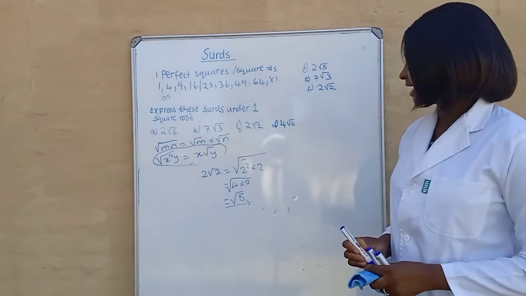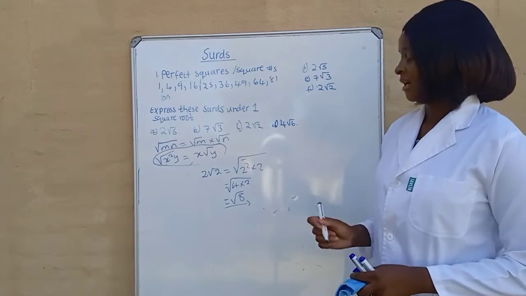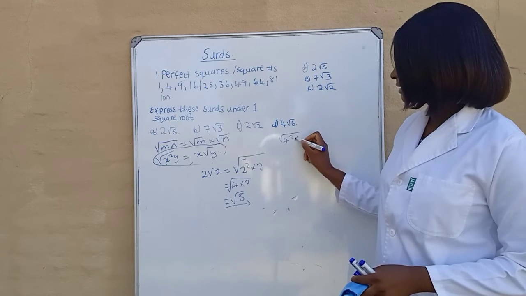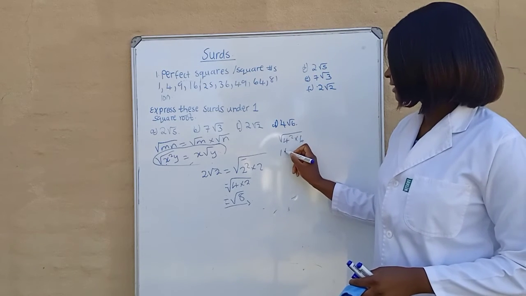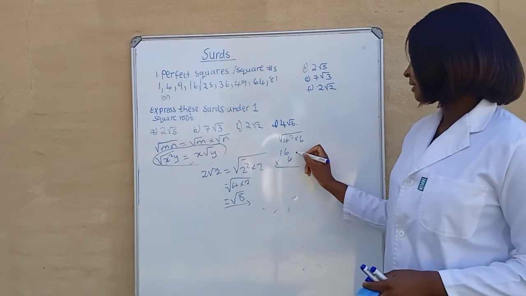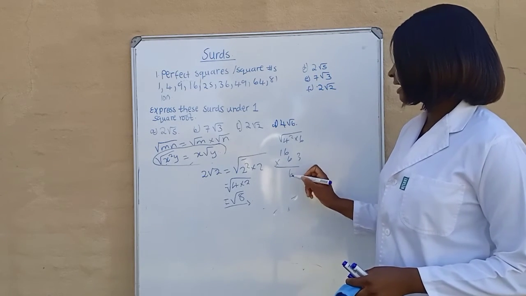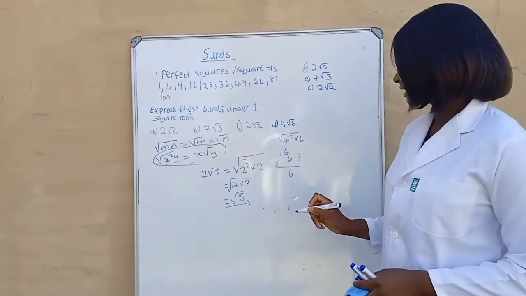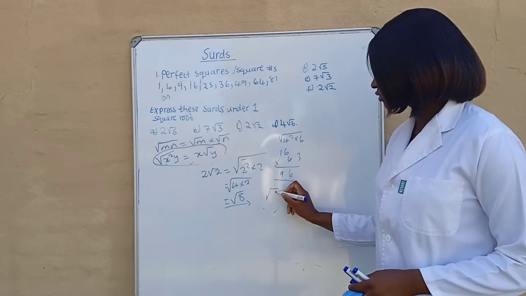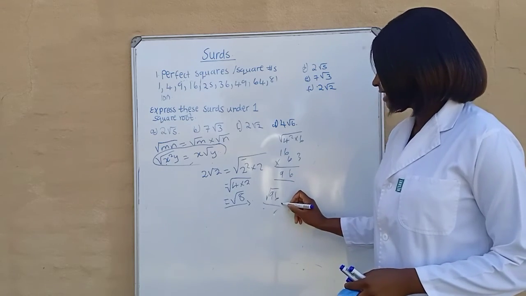And then what about the last one, which is 4 root 6? 4 root 6 will also do the same. It's going to be 4 squared times 6. 4 squared is 16. Let's multiply it manually: 16 times 6. 6 times 6 is 36, 6 carry 3. 6 times 1 is 6, plus 3 is 9. So it's 96, and our final solution is the square root of 96.